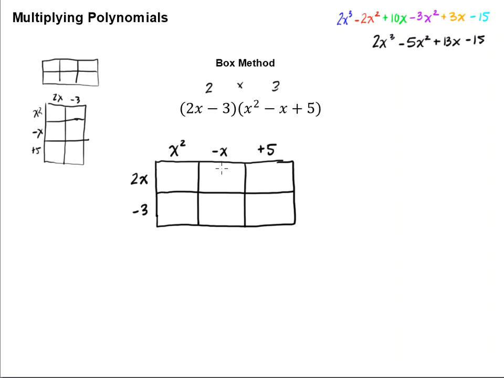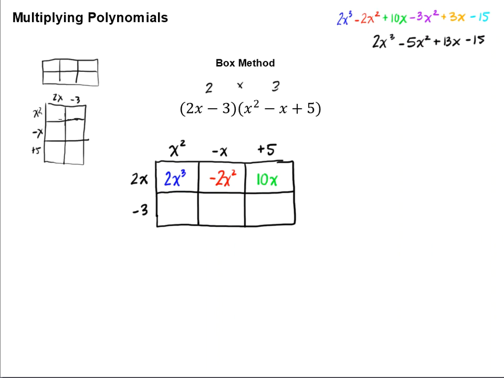So I'm going to fill in these boxes. To fill in this box right here, I look at the column header, x squared, and I look at the row header, 2x, and I multiply those 2 together. So 2x times x squared is 2x to the 3rd power. Then to fill in this box, I multiply negative x by 2x, and that gives me negative 2x squared. Then in this box, I multiply the 2x and the 5 together, and I get positive 10x.